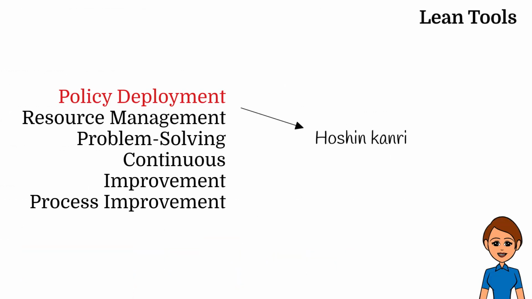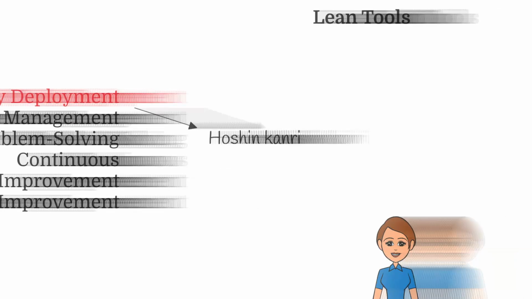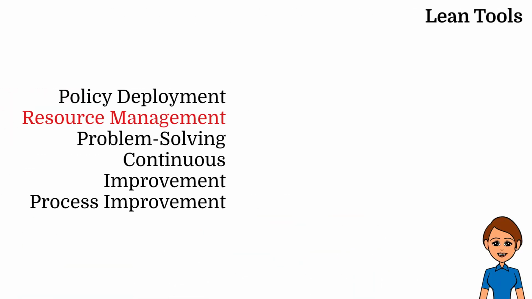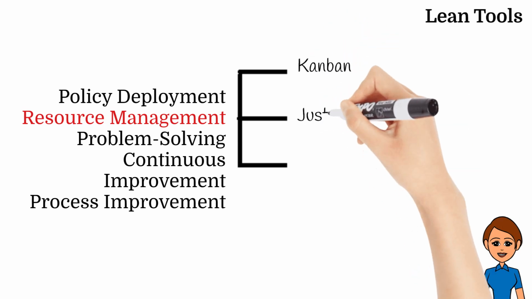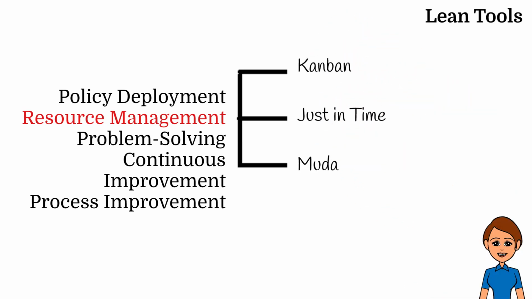The first is the lean tool for policy deployment. It is better known as Hoshin Kanri. Next is lean tools for resource management. These are Kanban, just-in-time, and Muda. Muda is part of the 8 wastes of lean. However, we shall treat this separately, as this has a greater impact on lean management and is very important.